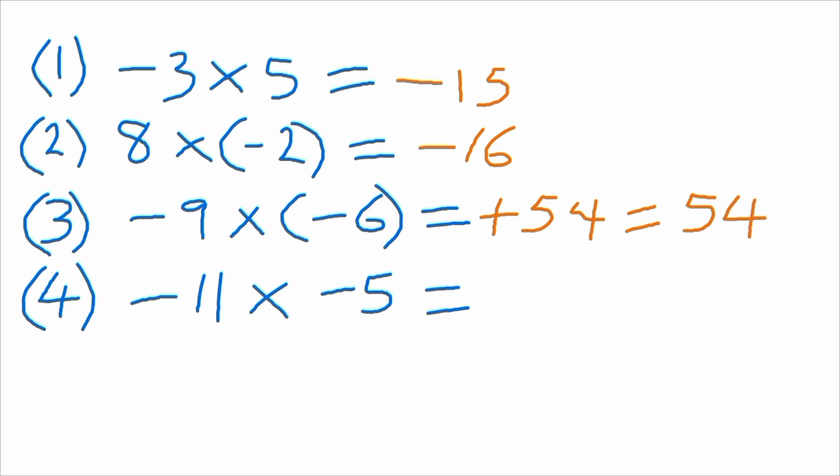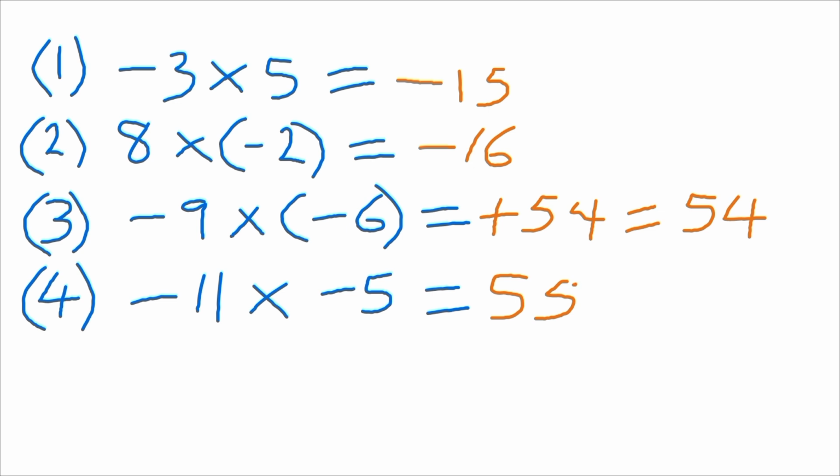The next one I have, again, the two values are negative. So negative multiplied by negative gives us a positive value. So minus 11 times minus 5 will give us plus 55, which can also be written as just 55. Don't forget the signs are the same, so your answer should be a positive value. So that is 55 as our answer.